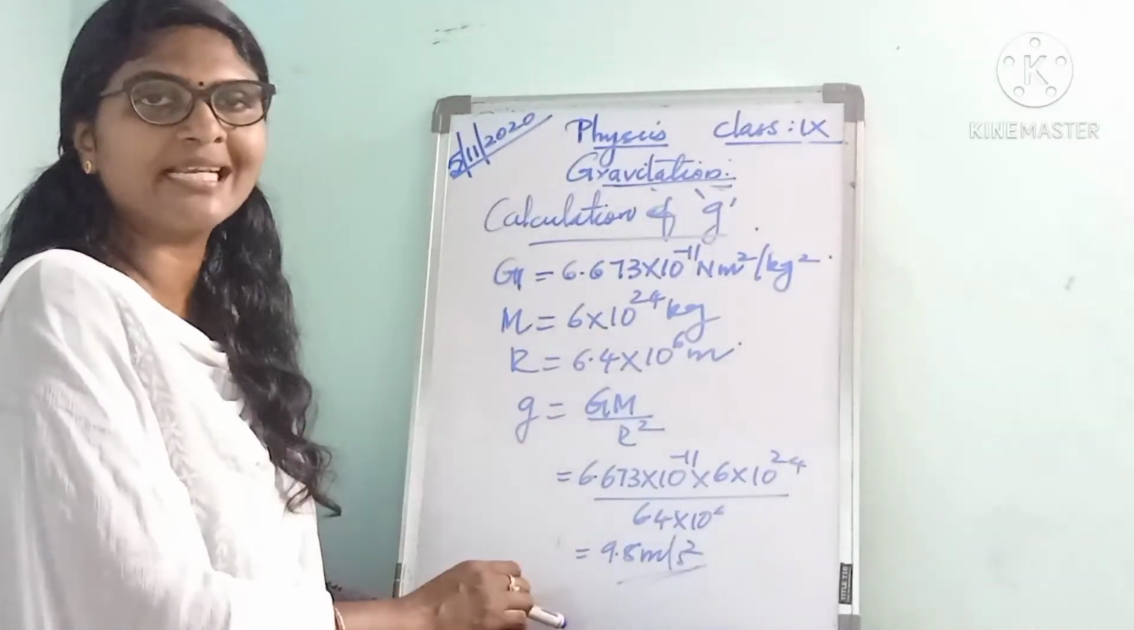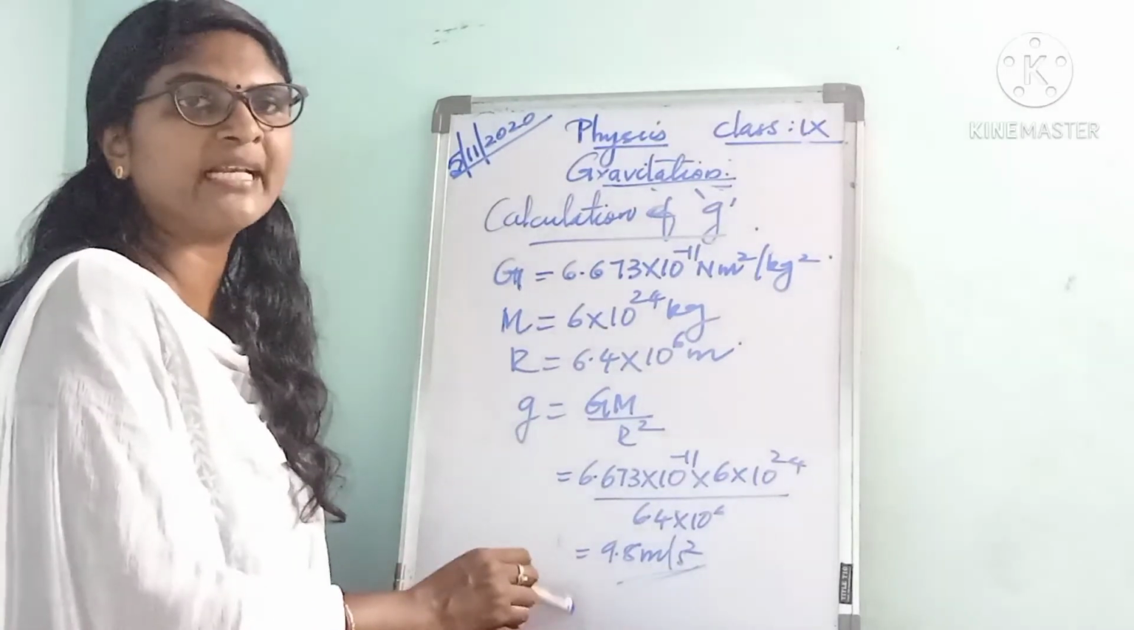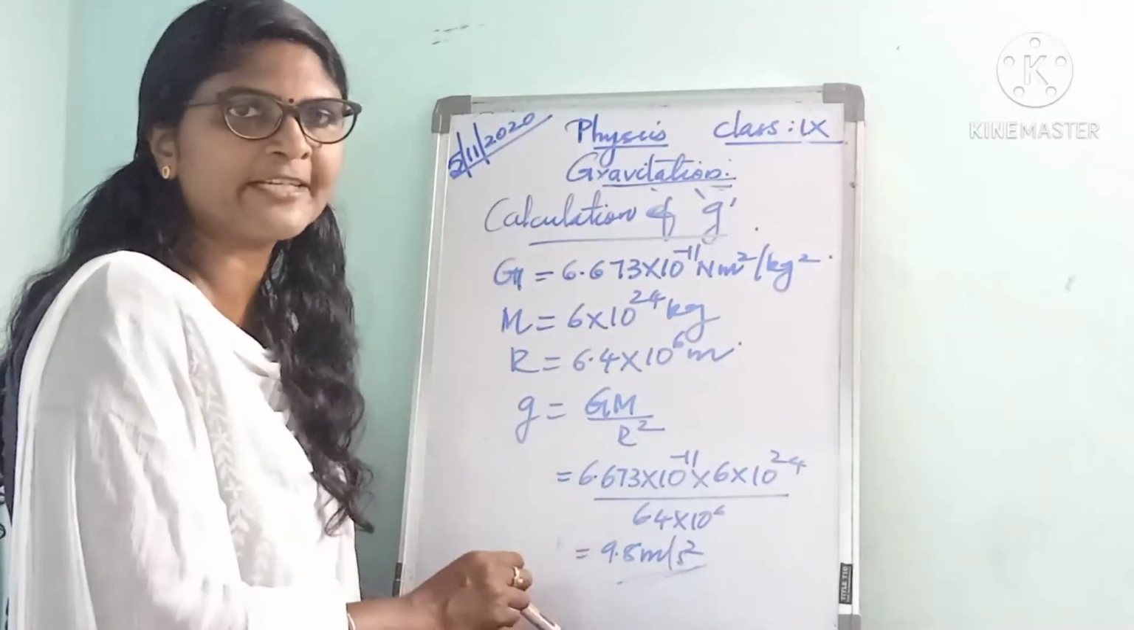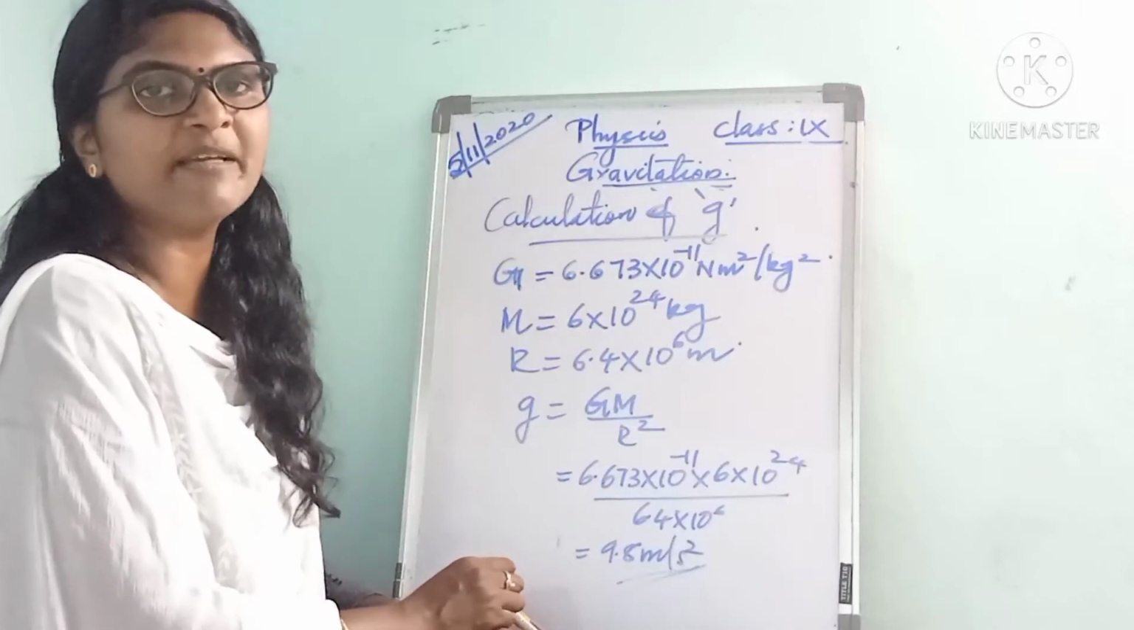That is the value of acceleration due to gravity. It is very, very important. What is the value of small g or acceleration due to gravity? 9.8 meter per second square.